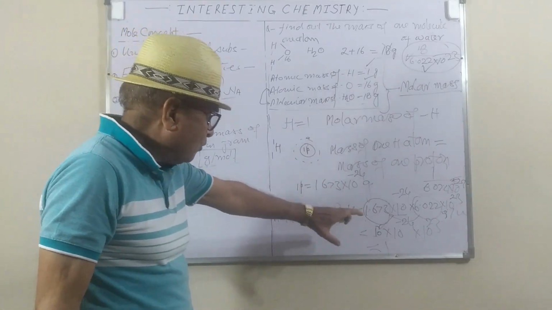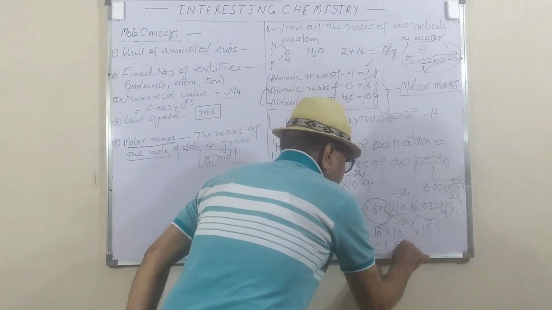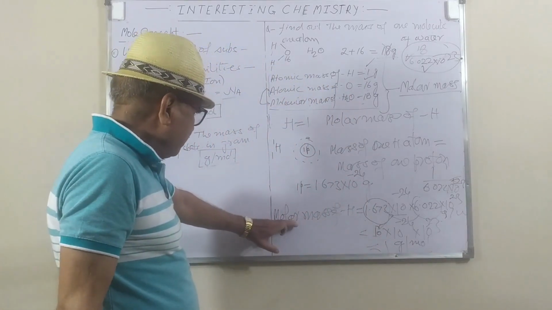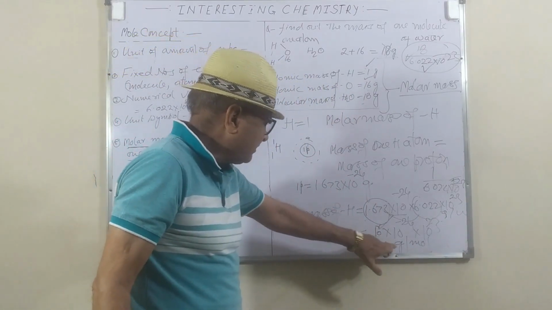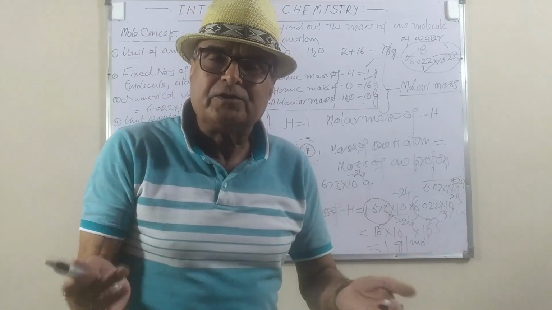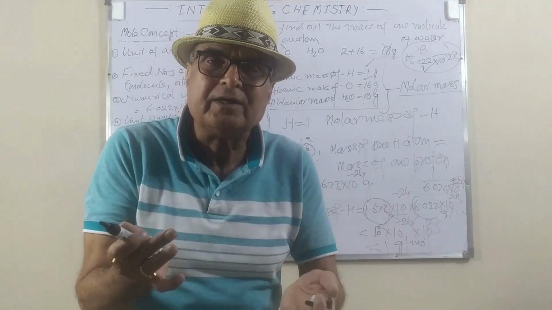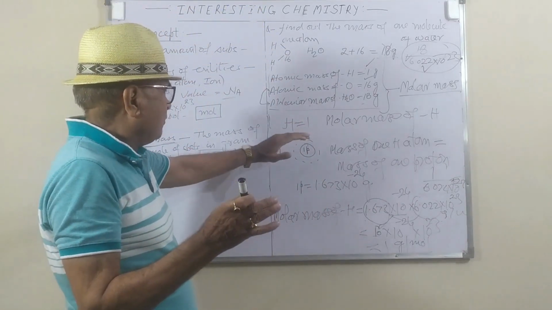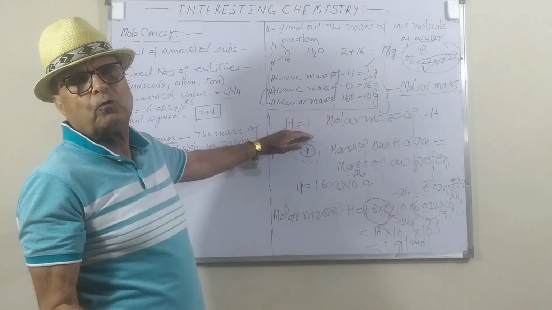So again, the molar mass of hydrogen is 1 gram per mole, and that's why I can make him understand that this one is the molar mass, and this is the actual mass of hydrogen atom.